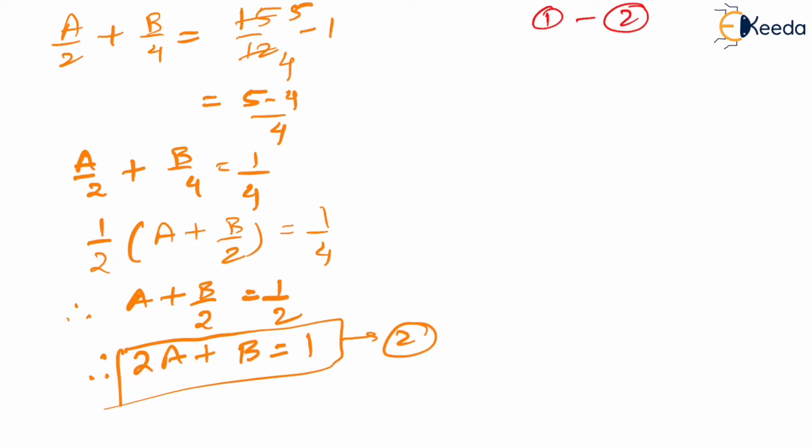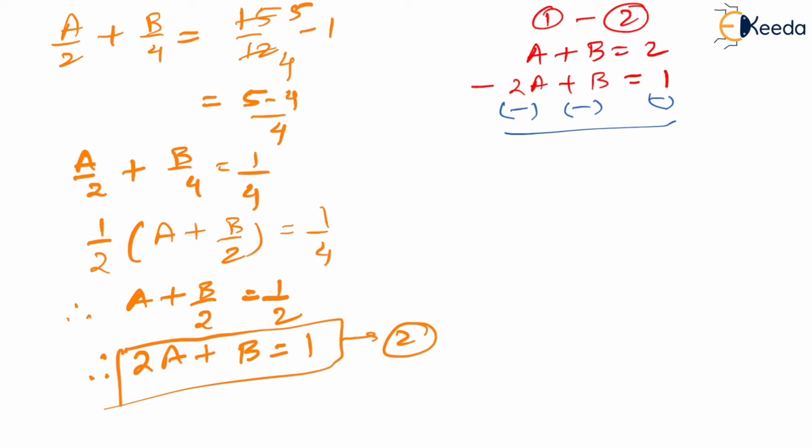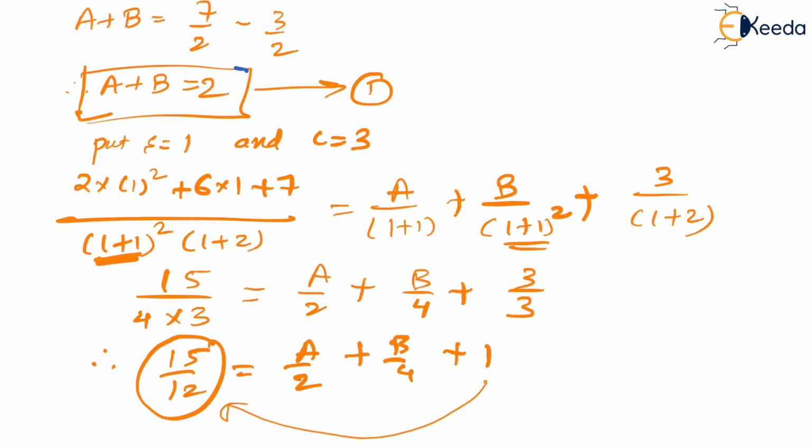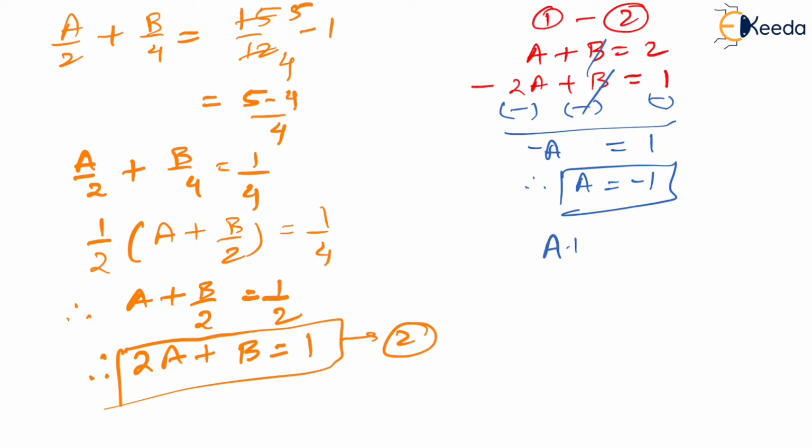A plus b equal to 2 minus the second equation, 2a plus b equal to 1. So this becomes minus, this is minus, right? It becomes minus a, this becomes 0, minus a is equal to 2 minus 1, which is 1, therefore we get a equal to minus 1. How to find b here? We have seen that a plus b is equal to 2. Let me put a equal to minus 1, it becomes equal to 2. Therefore b is equal to 1.